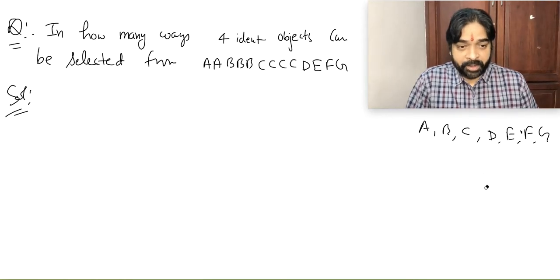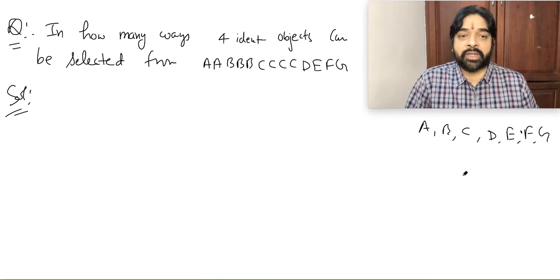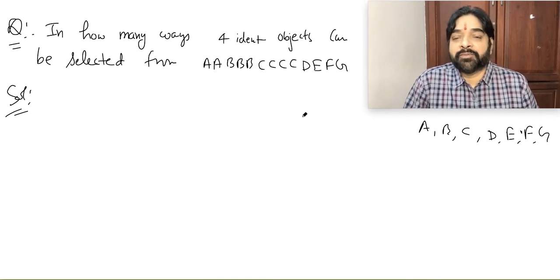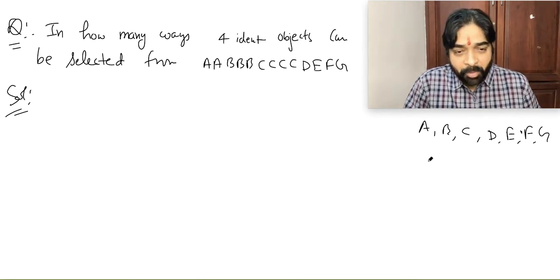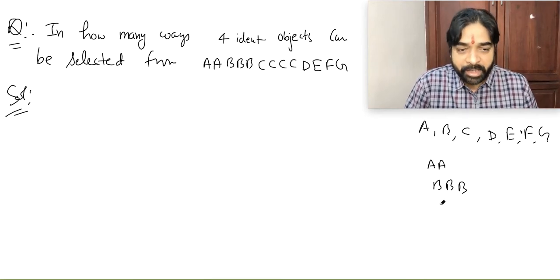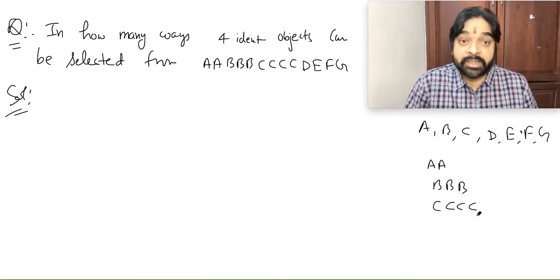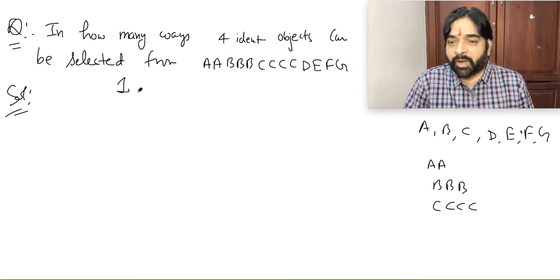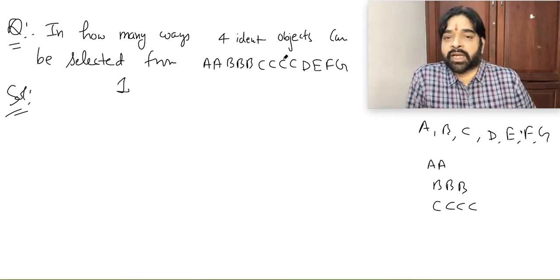Still some people are thinking, this may be a JEE question, I should be careful. 4 identical objects I have to select. How many identical objects am I having here? How many groups are there which can give identical objects? I am having AA. This one cannot give you 4 identical. BBB. This one will not give you 4 identical. CCCC. This will say yes, I can give you 4 identical. In how many ways can you get 4 identical? One way. All 4 C have to come. The answer will be 1. Did you understand the point?